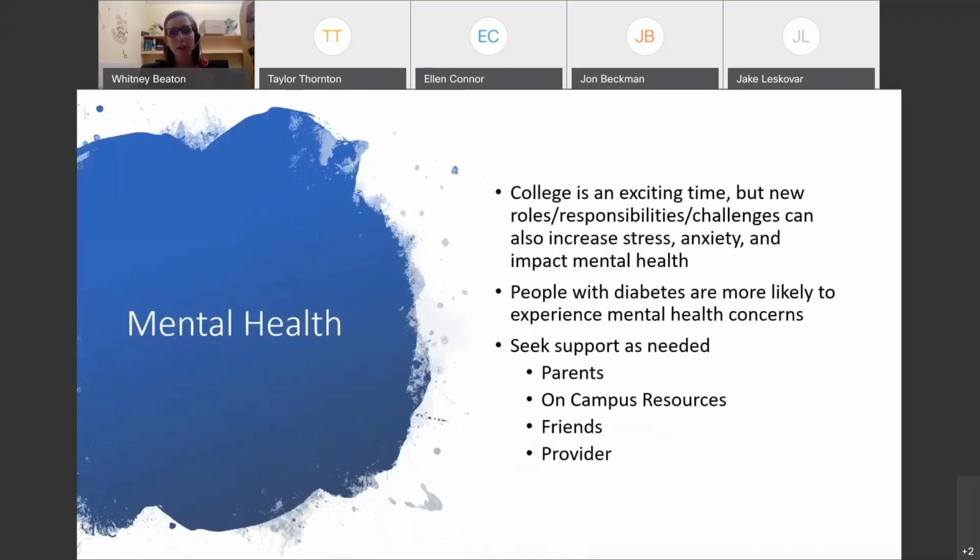And then mental health. So we know that college is a super exciting time, but all of these changes, and especially with everything that's going on and the way that everything looks different right now, can increase stress, anxiety, and can really impact your mental health. We know almost everyone with diabetes would benefit from speaking to a counselor at some point in their lifetime. And so we want to encourage you to seek support as needed from your parents, from on-campus resources, friends, or your diabetes provider.